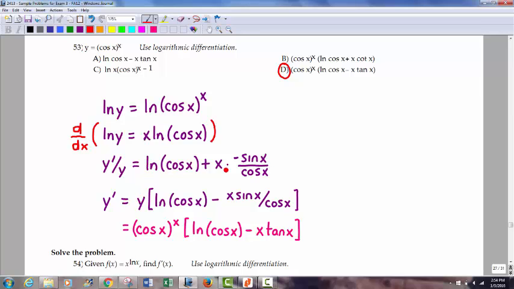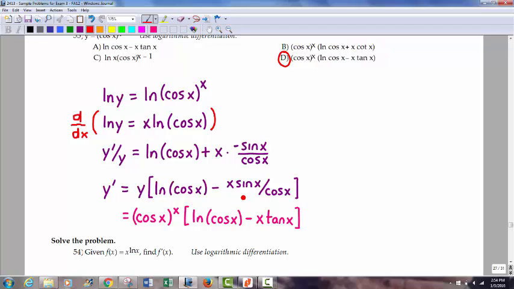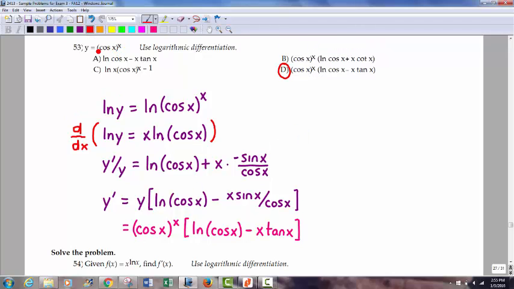So the y is here times all that mess, so I didn't do much to it there. Although the last step I did convert it to tangent, which you may need to do in a multiple choice format. Handwritten, it wouldn't matter. So the y comes up and over, and the last step is you replace y with what it is originally.